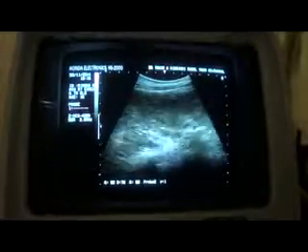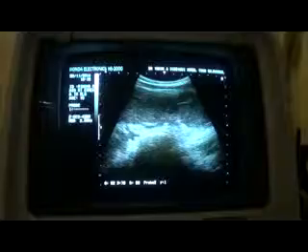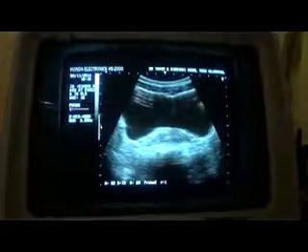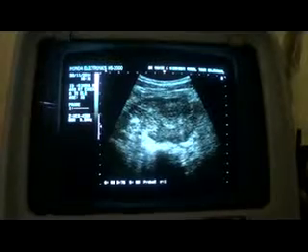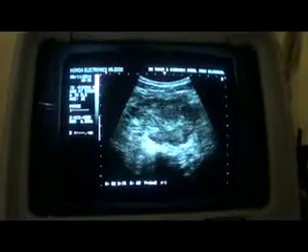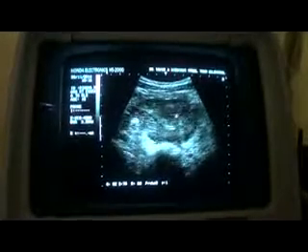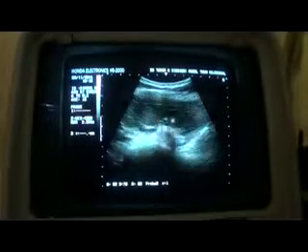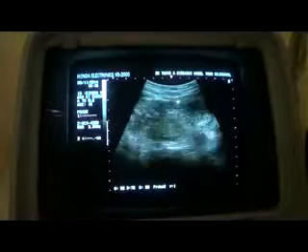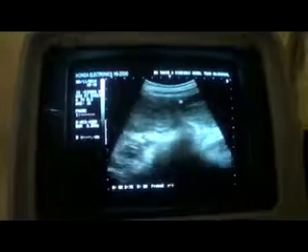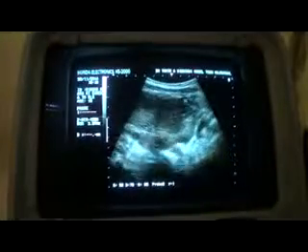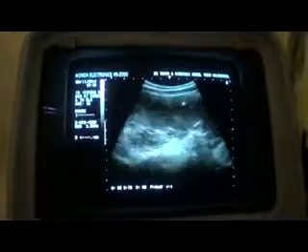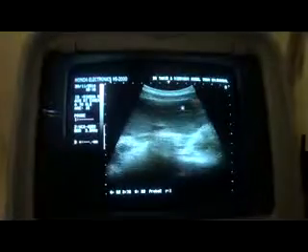This is the mass which is extending in the midline just above the urinary bladder. This is the urinary bladder, and as I move the probe anteriorly, superiorly, this is the uterus, and then this is the mass in this region, extending both sides of the midline.